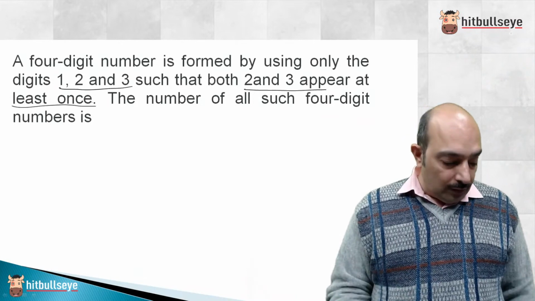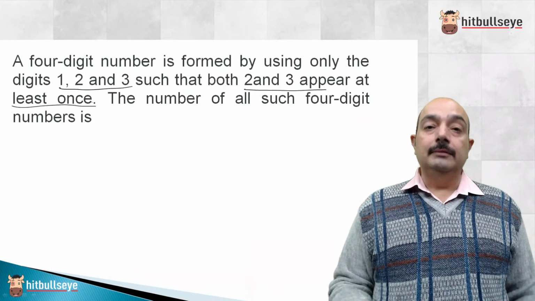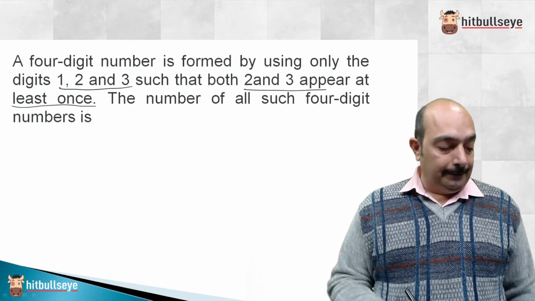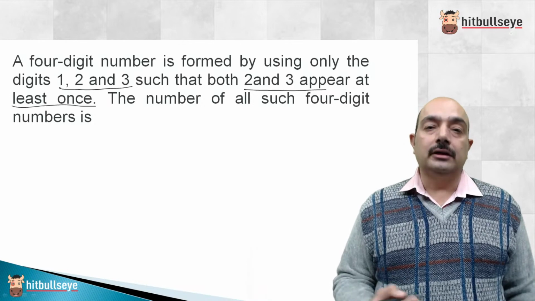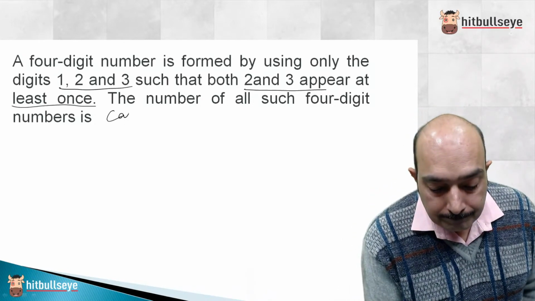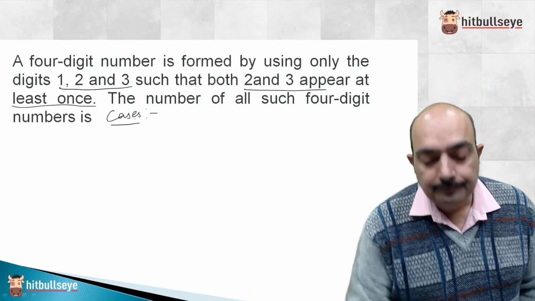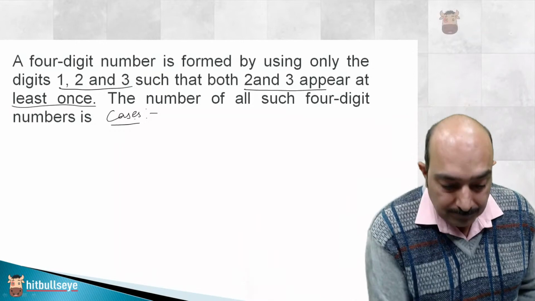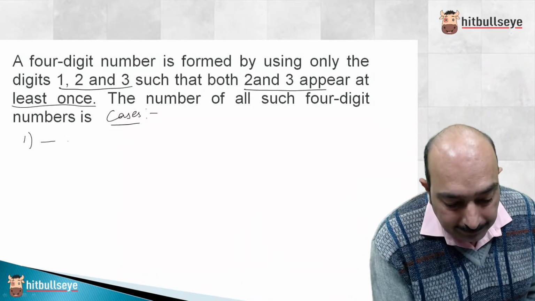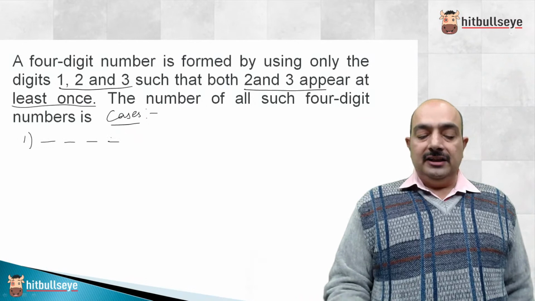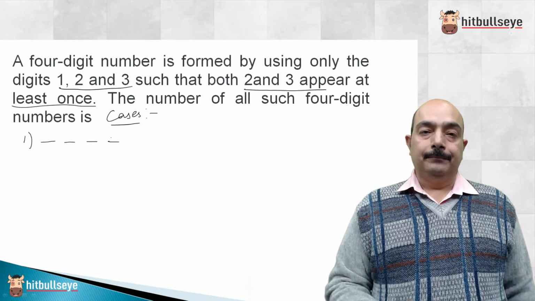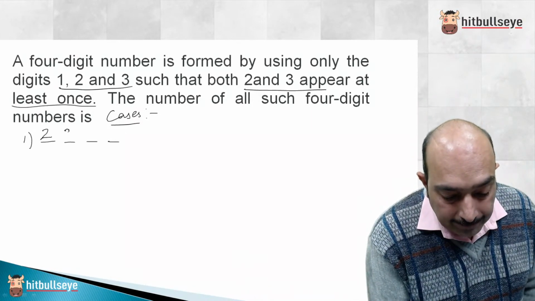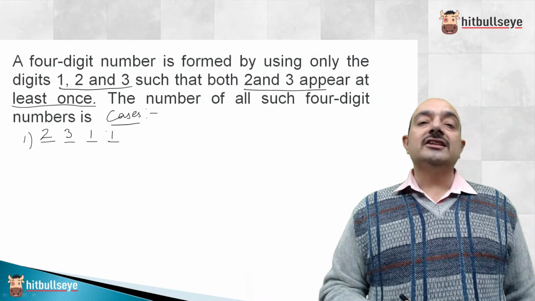When I say at least once, can I say I can use obviously more than one time? So the question is how many numbers you will be getting. Now this question doesn't have any shortcut. So we have to make the cases. Cases means we need to take those numbers and work accordingly. So one case could be, let us take 2, 3 just one time. So you will have 2, 3 and the other two digits would be 1.